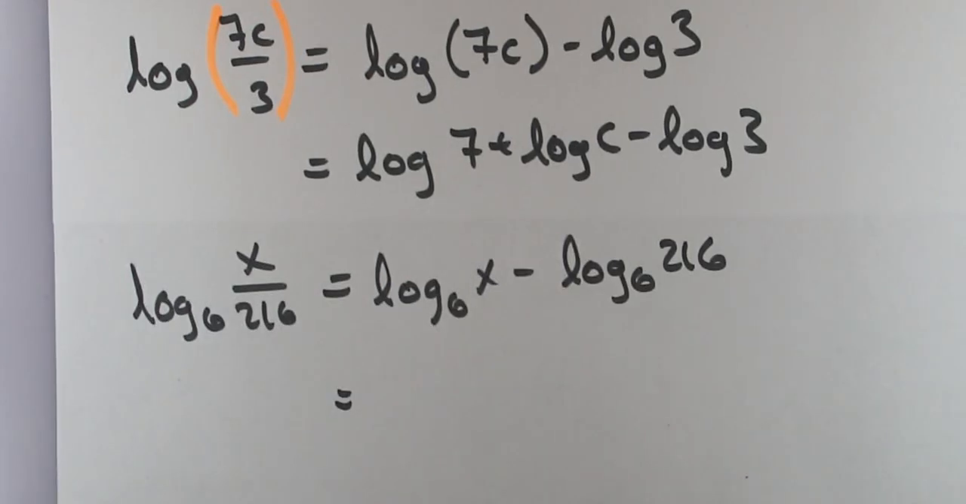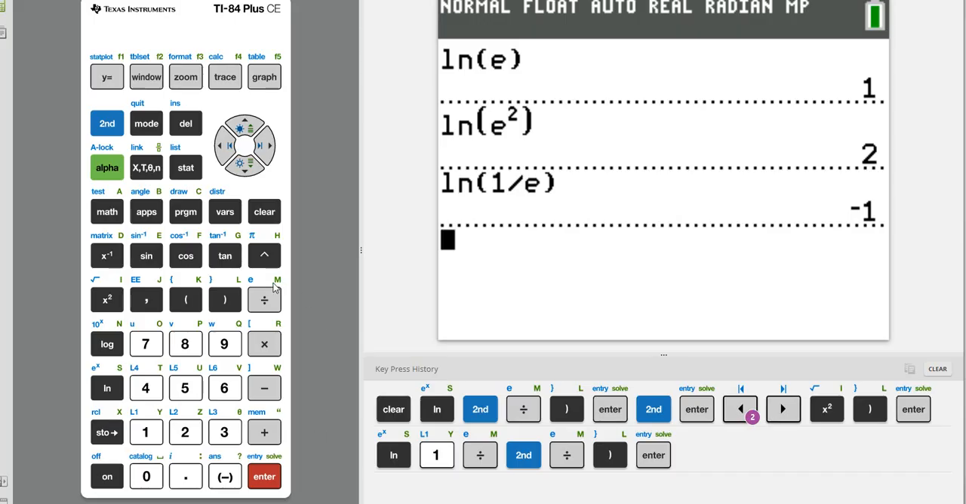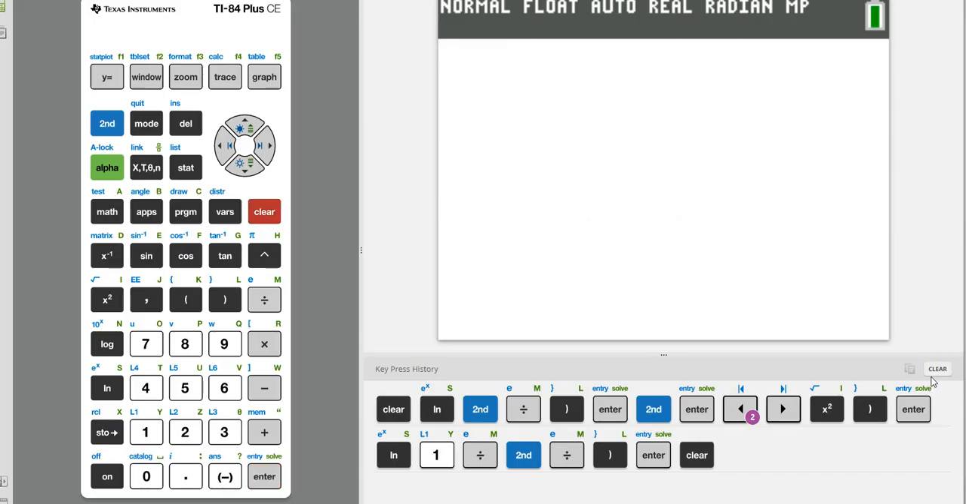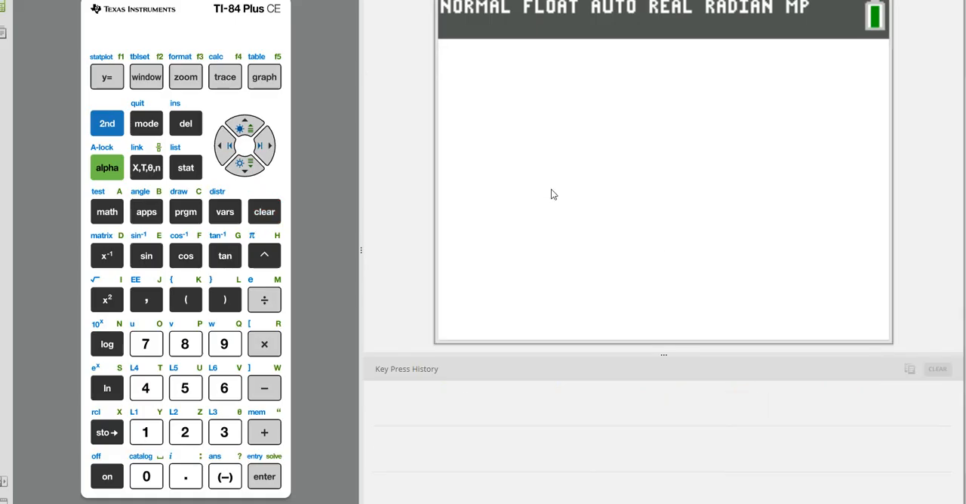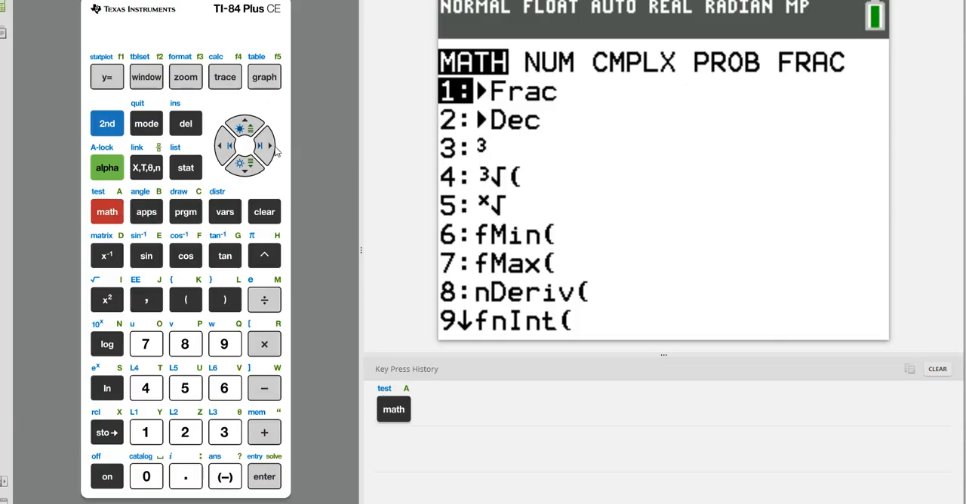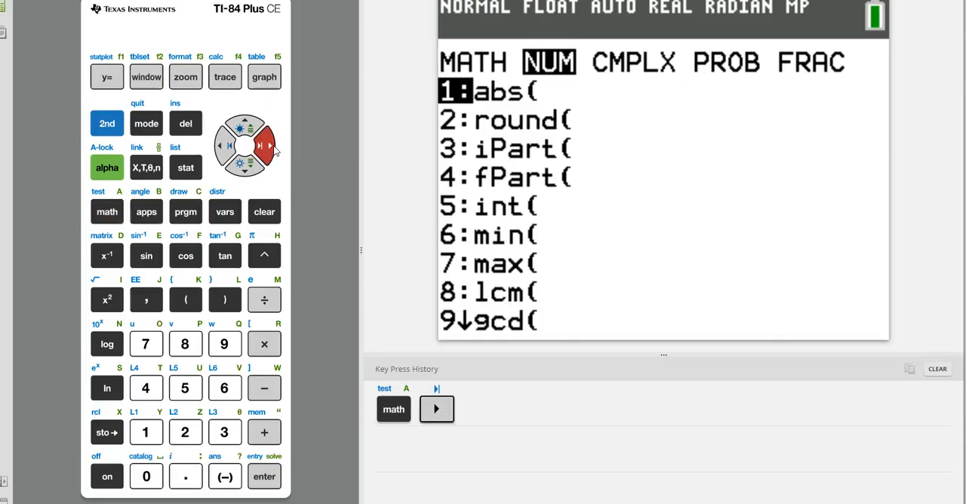Now, I'm not sure if I've shown you this or not, so let me do it right now. If you don't have a graphing calculator, you're going to be kind of bummed. Let's clear out all this stuff so you can keep track of my keystrokes here on the bottom. What we need to do is log base 6 of 216. Now I'm most familiar with finding this key from the math menu, and then go over to the right once to get up to numbers. So math, and then to the right. And then my shortcut is to go up.